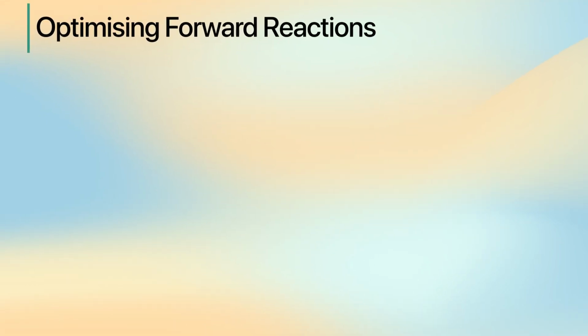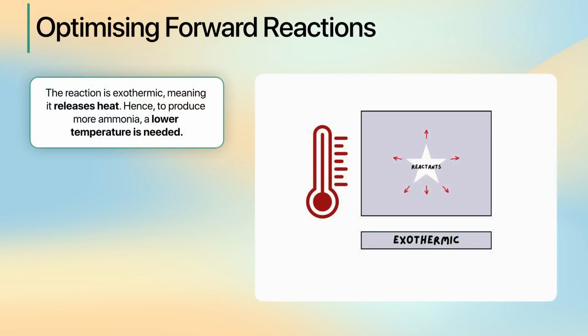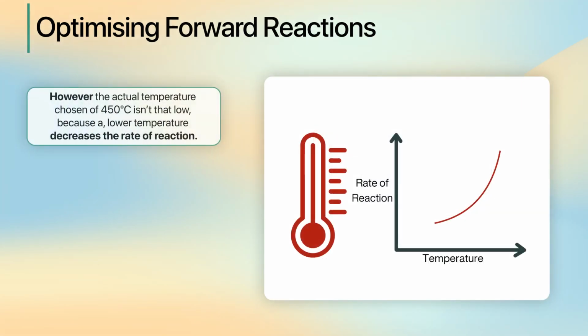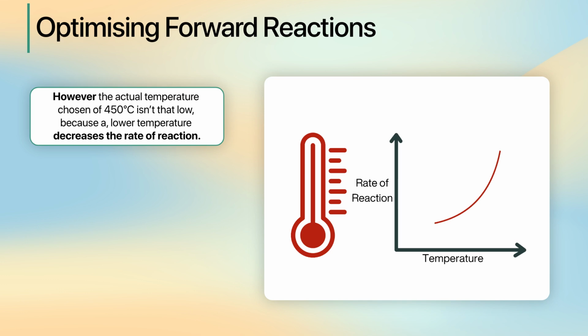In terms of temperature, the reaction is exothermic, meaning it releases heat. Hence, to produce more ammonia, a lower temperature is needed. According to Le Chatelier's principle, a lower temperature would favor the forward exothermic reaction, leading to a higher yield of ammonia. However, the actual temperature chosen of 450 C isn't that low.